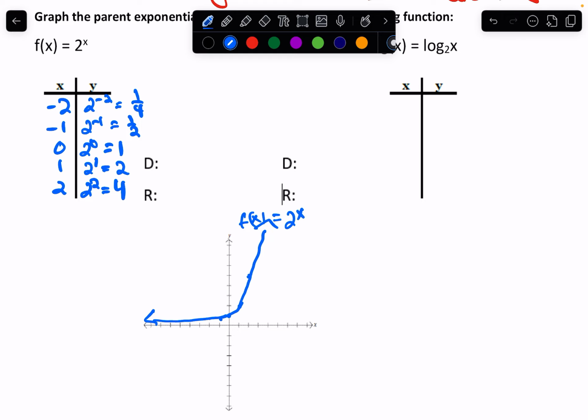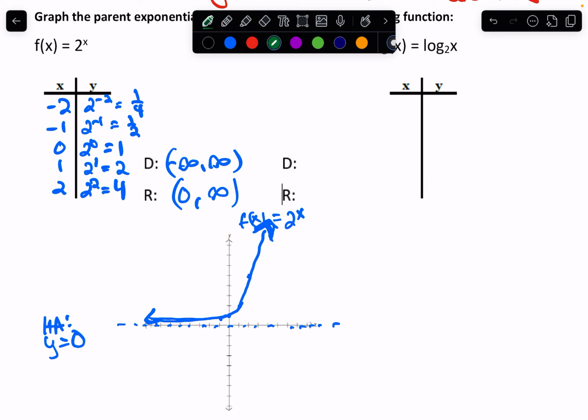Okay, so what is the domain for this? It keeps going and going in both directions for the x. So it's all real numbers, -infinity to infinity. For the range, we can see that it approaches the x-axis but never touches it. So it's going to be 0 to infinity. So for this one, we have a horizontal asymptote, which is y equals 0.